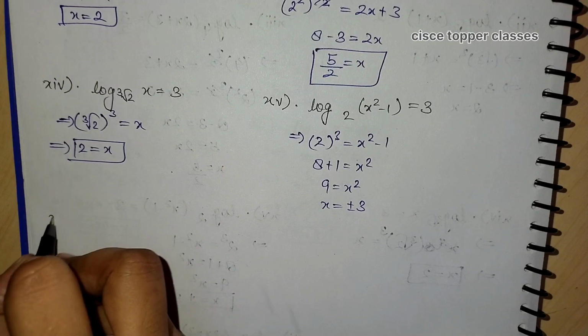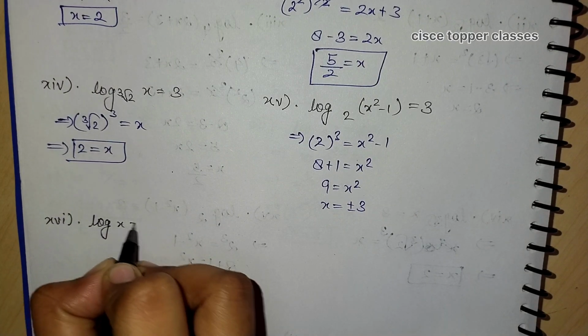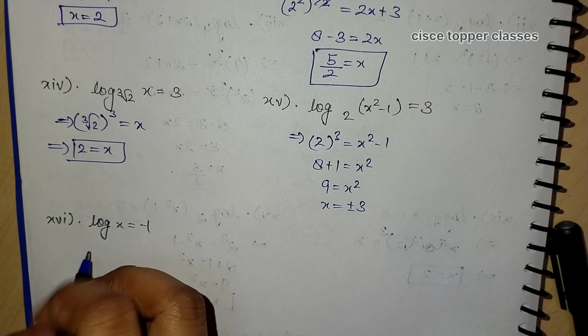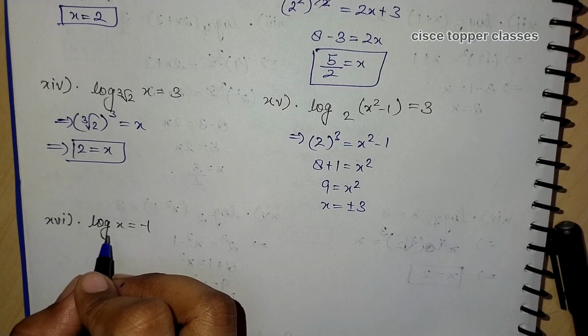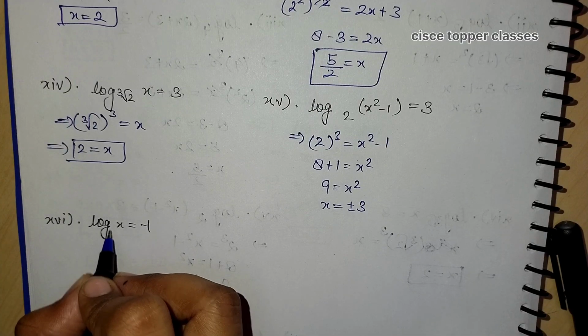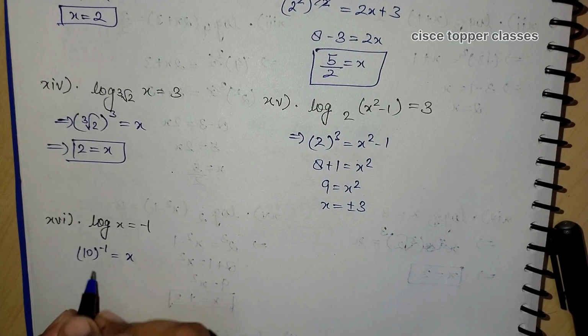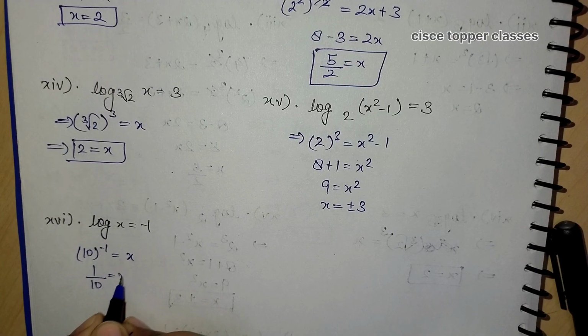16th part here is log of x equal to minus 1. So if the base is not given, we always take base as 10. So letting it be base 10 here, 10 to the power minus 1 will be x. It will be 1 by 10 equal to x from here.